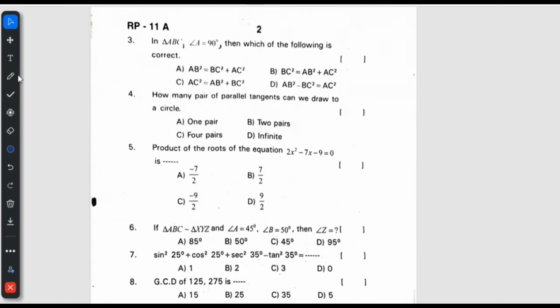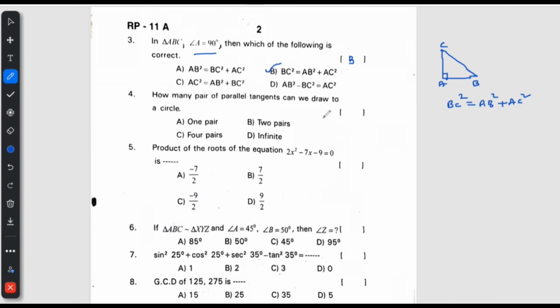Third one. In a triangle ABC, angle A is 90 degrees, then which of the following is the correct statement? We can draw the right triangle here. So the right angle is A, and the remaining two sides are B and C. According to the Pythagoras theorem, for the hypotenuse BC, BC squared equals the remaining two sides squared, AB squared plus AC squared. So your option is B.